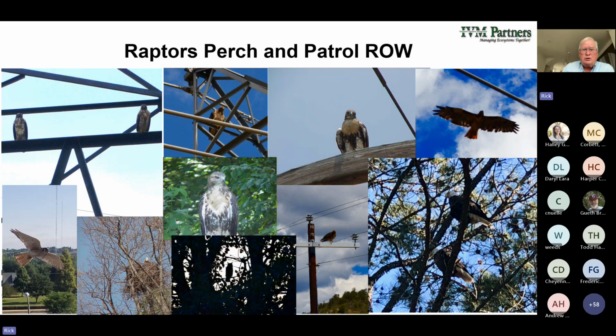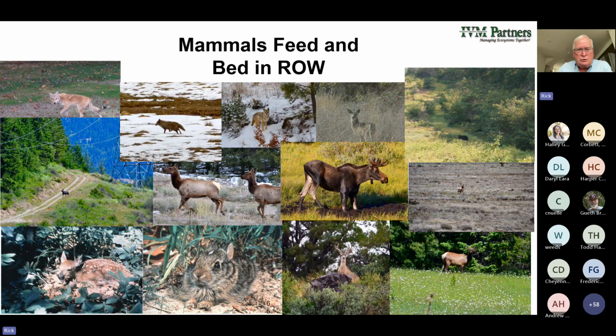Now, other animals are going to use this. You've got raptors. They patrol those right-of-ways because that's where their food is going to be. You have a multitude of different mammals that are going to use these right-of-ways.